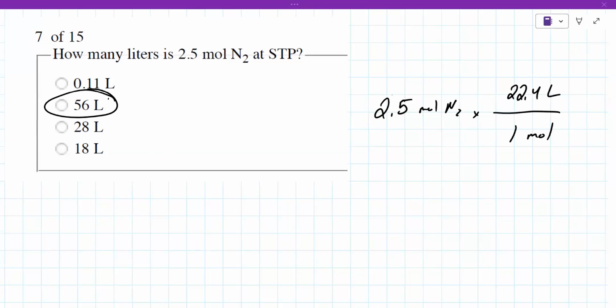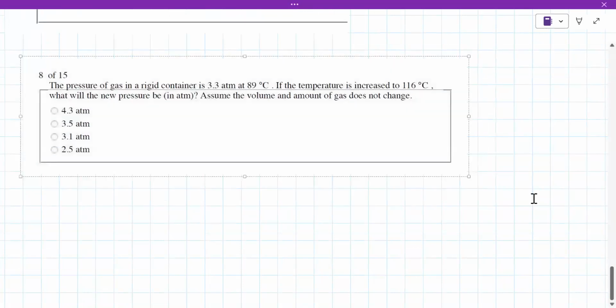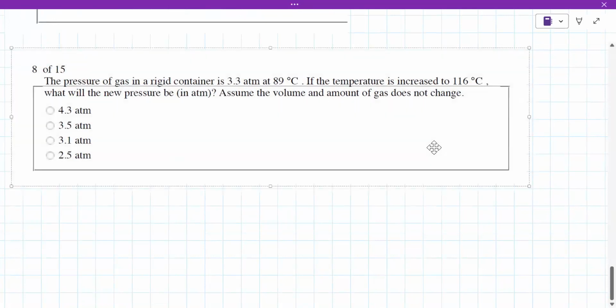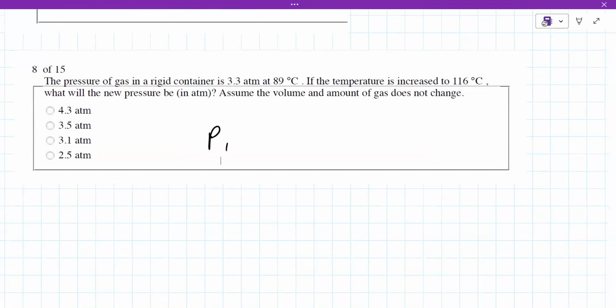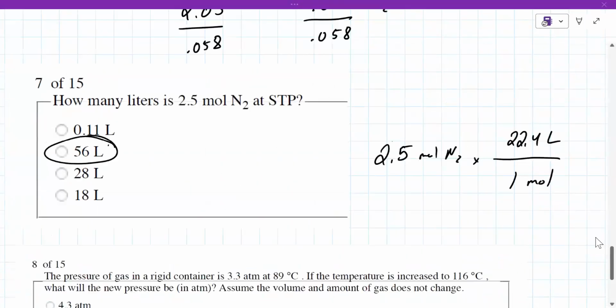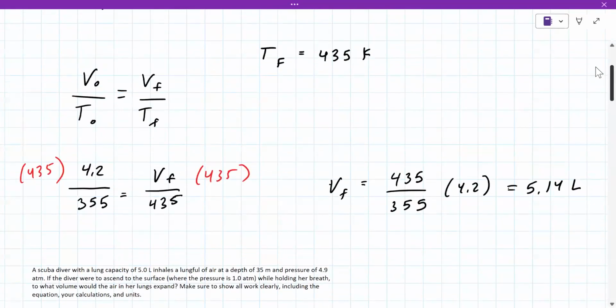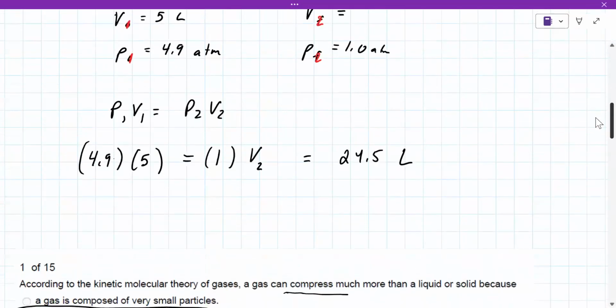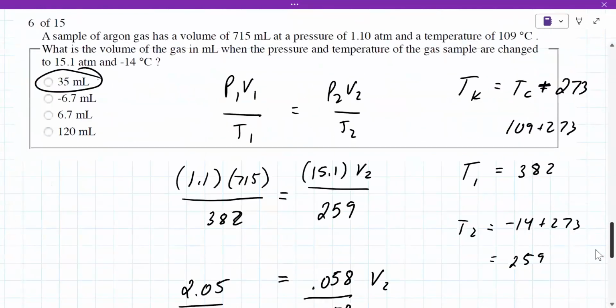And then the next one, this is another one of those pressure, temperature, volume problems potentially. So you give me P1, but it's a pressure and temperature. So what's the relationship with pressure and temperature? There's one more. I think we did it earlier. Is it P over T? No, V over T, P1, V1.